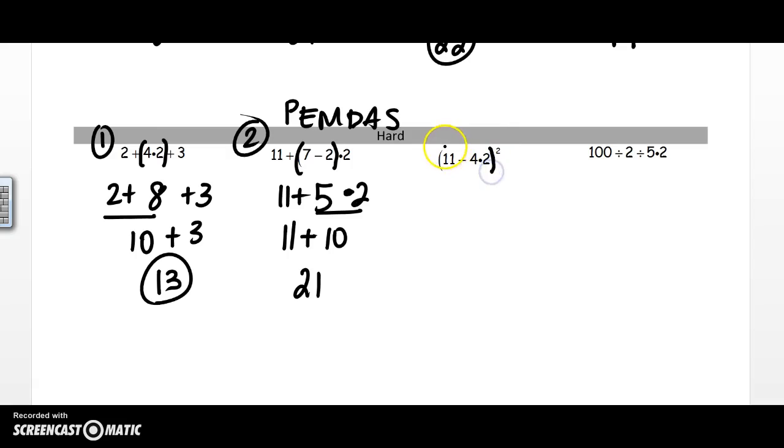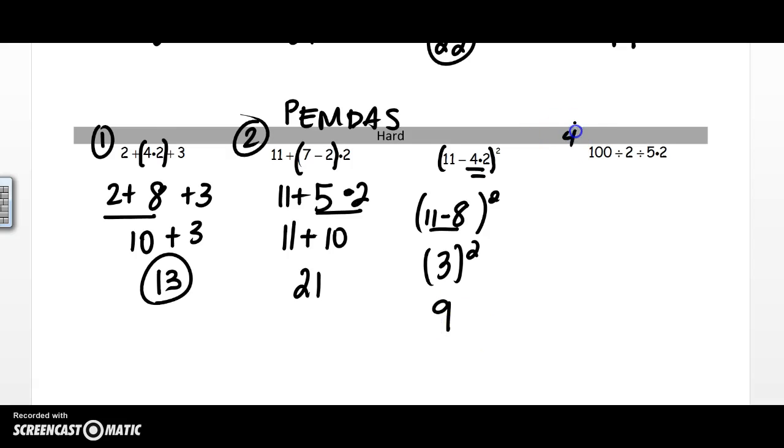Here you have a lot of things in parentheses, and then you have an exponent. So we're going to simplify what's in the parentheses first. So we have 11 minus 4 times 2, which is 8. And then you still continue because there's still operations inside the parentheses. So then you do 11 minus 8, which is 3. And then 3 squared, which would be 9. And 9 is your answer.